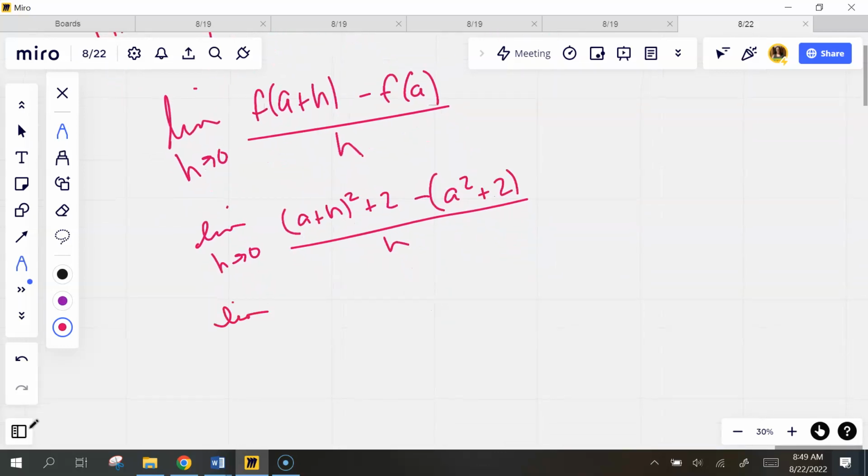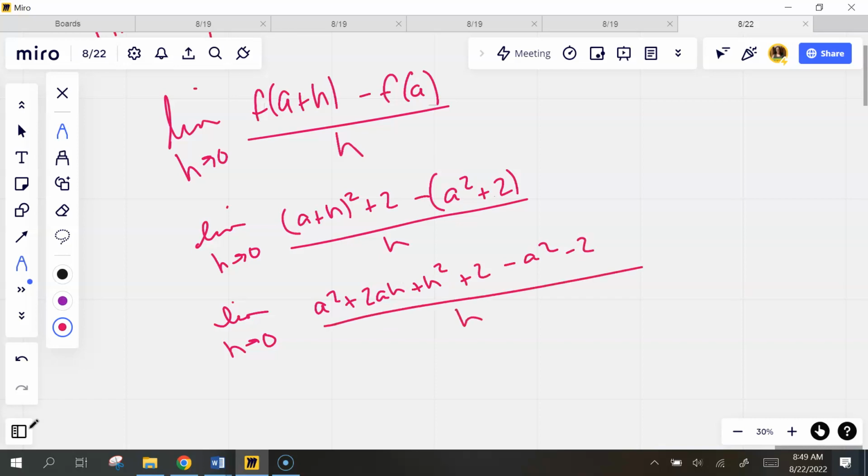Start working algebraically with some of this. So FOILed out, that first one is a squared plus 2ah plus h squared plus 2 minus a squared minus 2. Can y'all FOIL in your head now without having to work it all out? It's a big time saver. Square the ends and then take the 2 and multiply them together. Double in the middle.